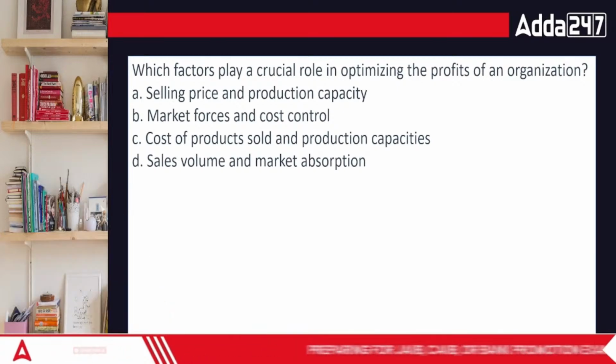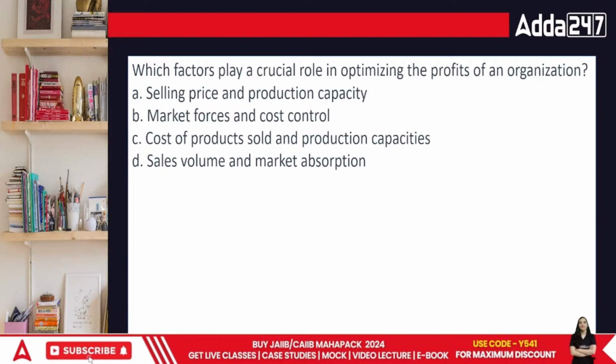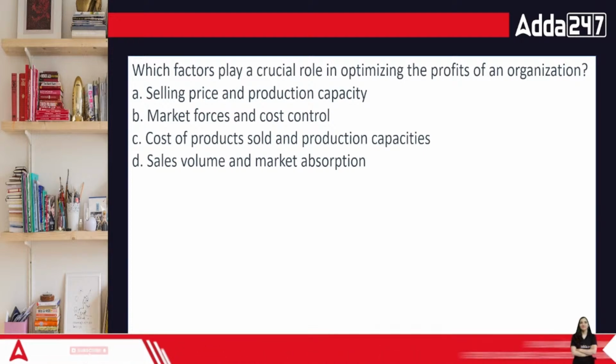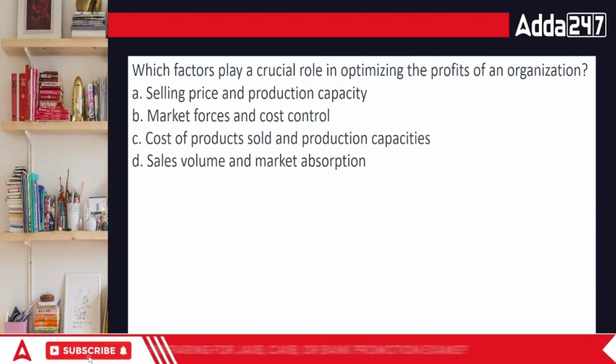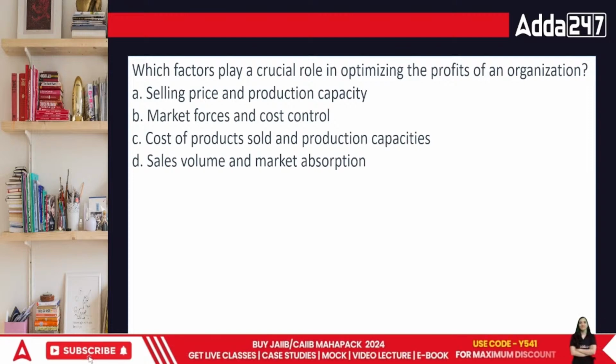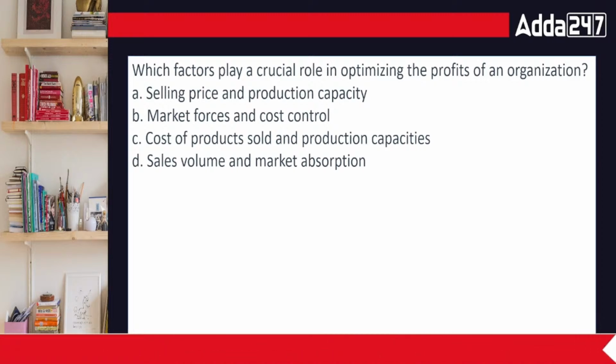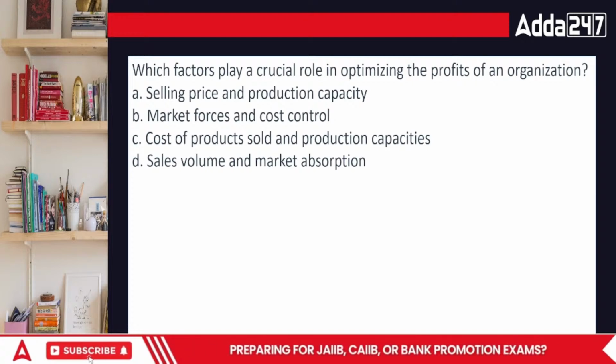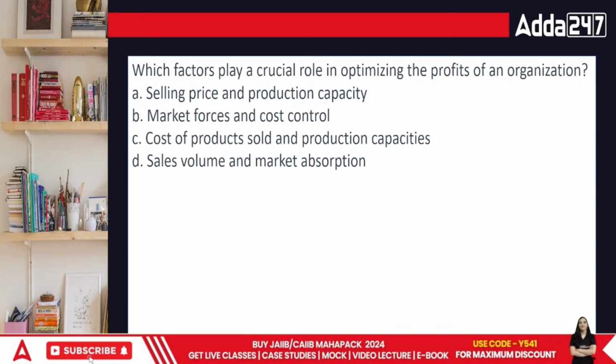The first question says, which factors play a crucial role in optimizing the profit? Selling price and the production capacity, market forces and cost control, cost of product sold and the production capacity, or the sales volume and market absorption.